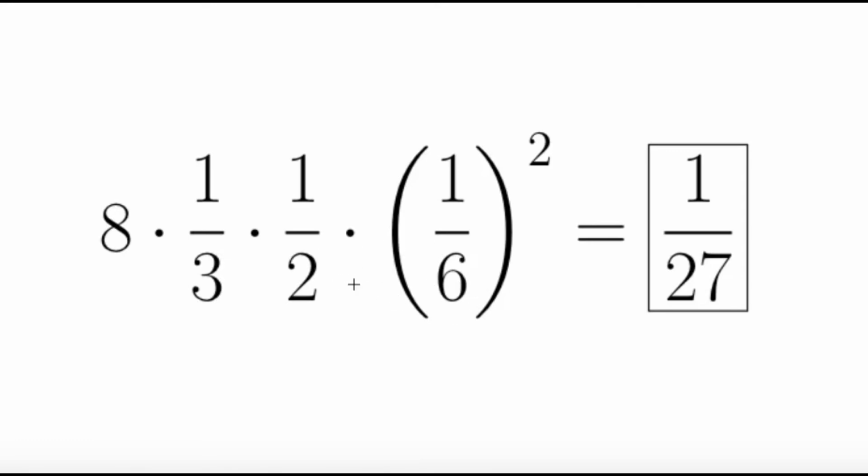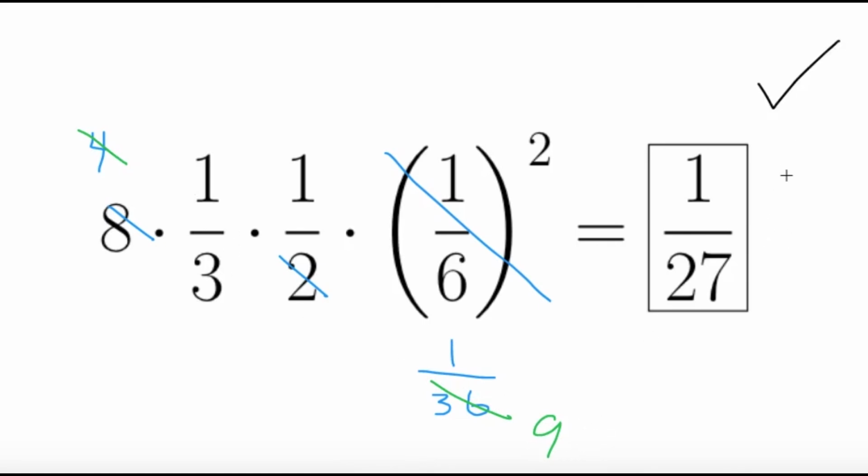Now we can simplify things here. The 8 and the 2 will cancel, leaving us 4. 1/6 squared is also 1 over 36. And 4 and the 36 here would cancel, giving us 9 in the denominator. So it's going to be 1/3 times 1/9, and it will give us the answer of 1 over 27. And this will be our final answer.